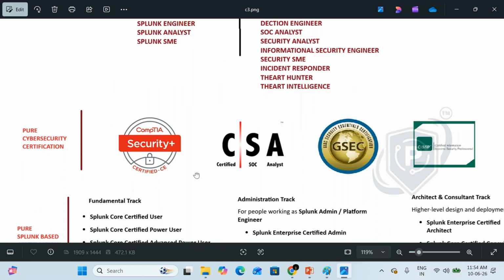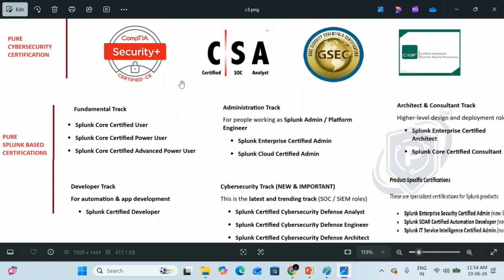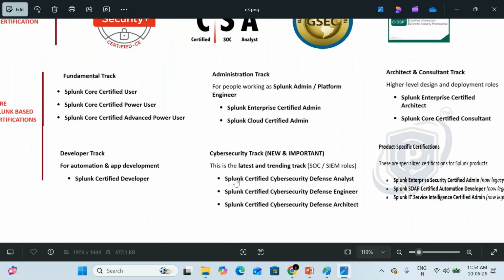Now, from the Splunk point of view, so many people are doing CompTIA Security Plus and CSA. That time you will be seen as only a security person. You got my point? But if you take the Splunk point of view, there is a Splunk cybersecurity track in Splunk itself: Splunk Certified Cybersecurity Defense Analyst, Splunk Certified Cybersecurity Defense Engineer, and Splunk Certified Cybersecurity Defense Architect. Our course satisfies these certifications.